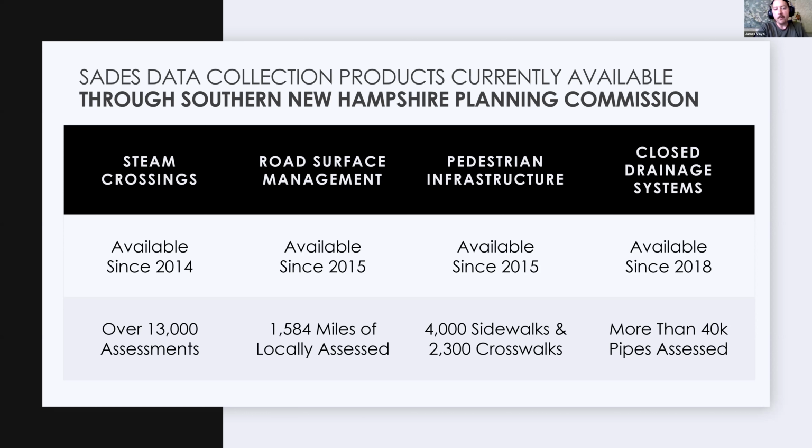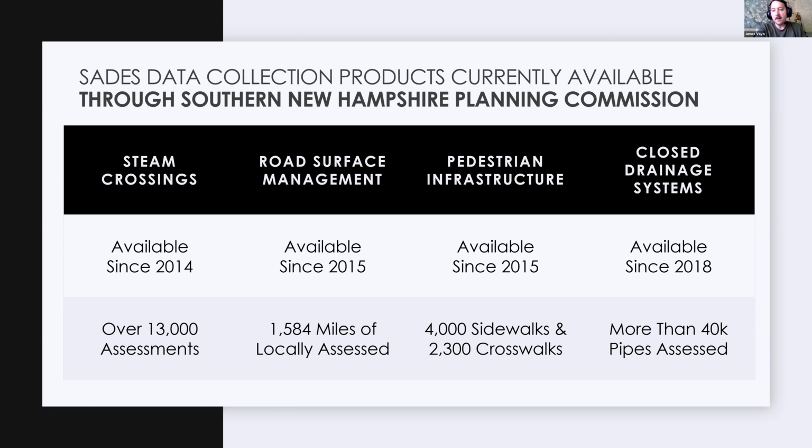A program called Road Surface Management, also known as RSMS, was made available in 2015, and in SAIDS there's over 1,500 miles of assessed roadway condition, to be more exact. Pedestrian infrastructure, also available in 2015, has over 4,000 sidewalk segments and 2,300 crosswalk segments.